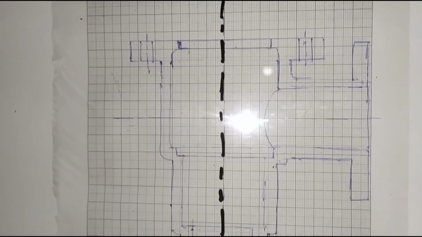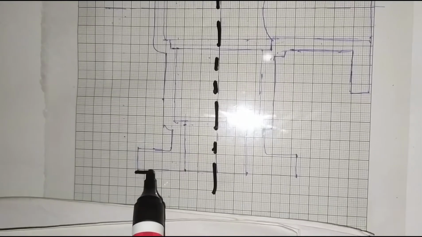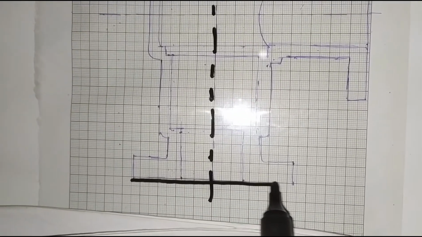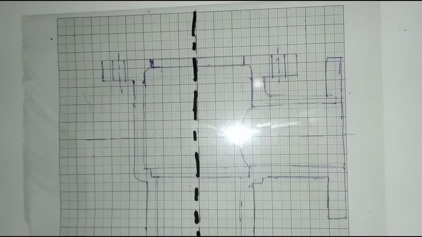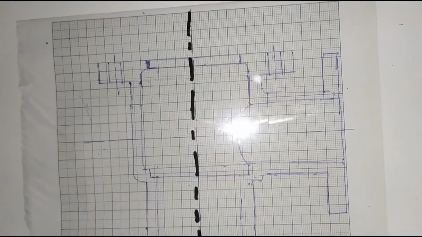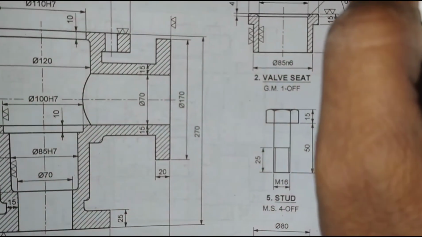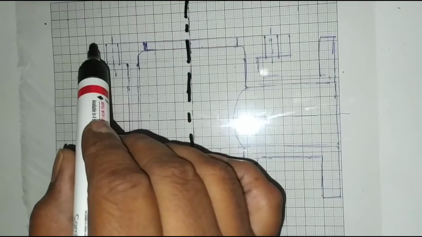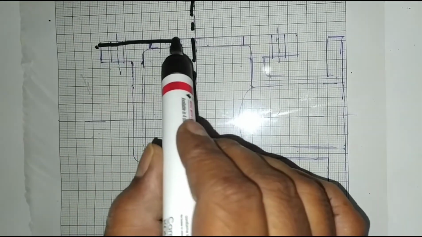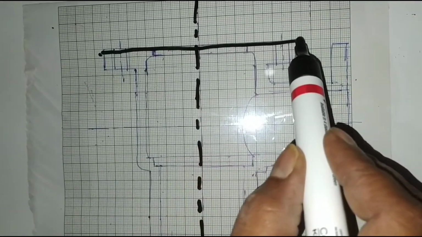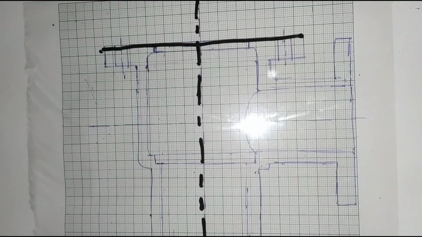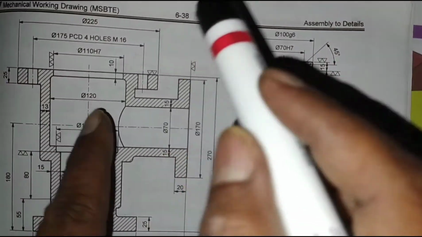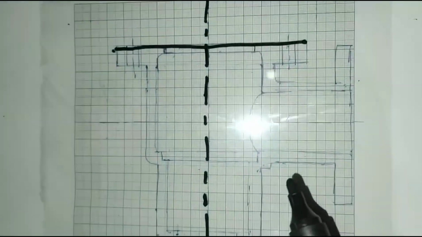What is the base portion? That is 170. What is the total height? Here they have given 270. Take a total distance of 270. What is the diameter? 225 is the diameter. I have taken 225 diameter.